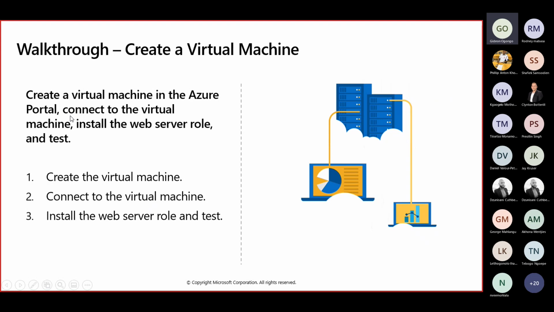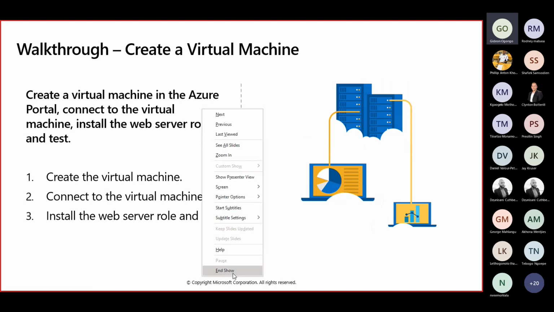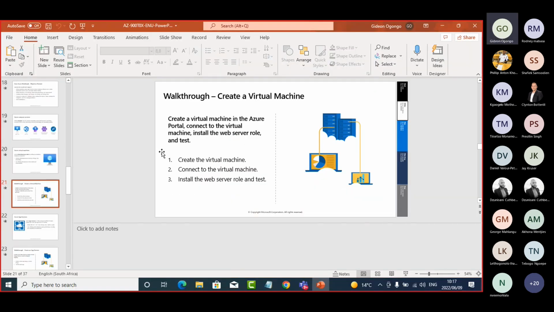So in this walkthrough, I'm going to create a virtual network. And I'm going to create 2 virtual machines in the virtual network, and I'm going to log into these 2 virtual machines, and I'm going to try and communicate between the 2 virtual machines as well. Okay, let's follow this walkthrough. Create a virtual machine, connect to the virtual machine, and install a web server role.